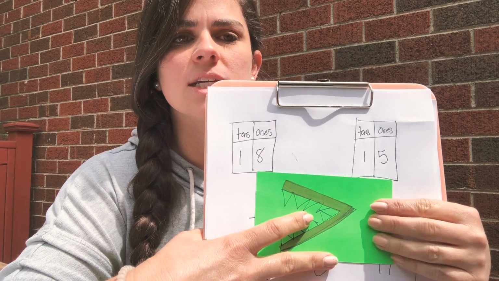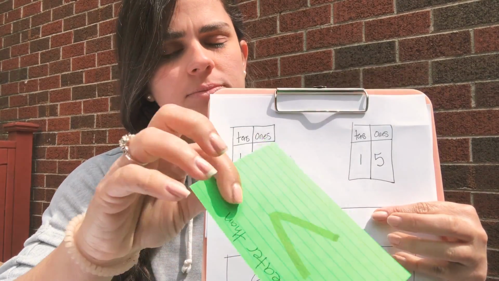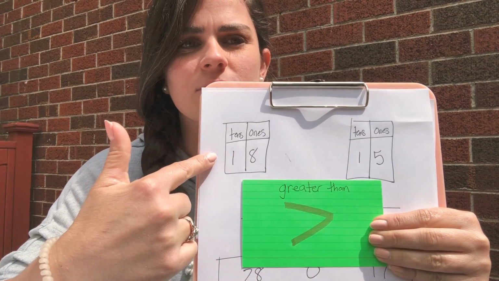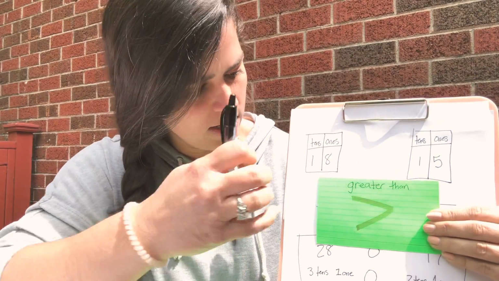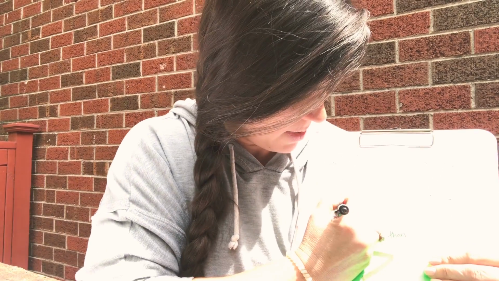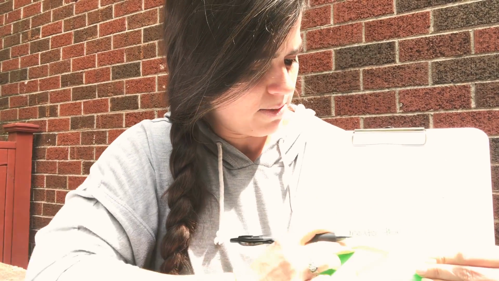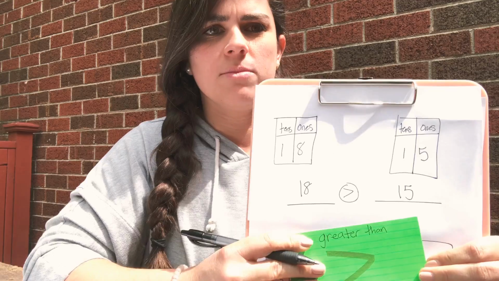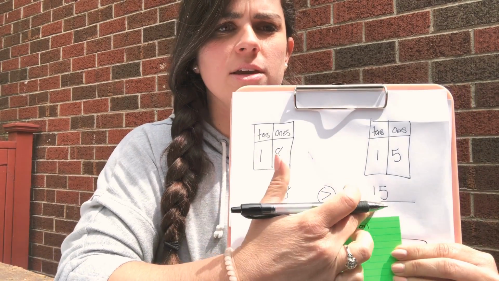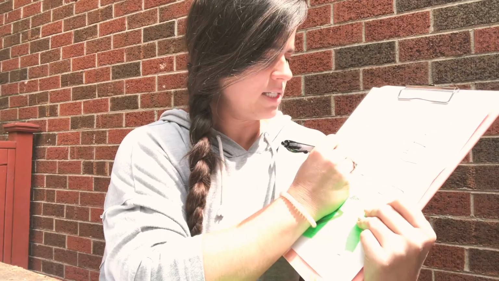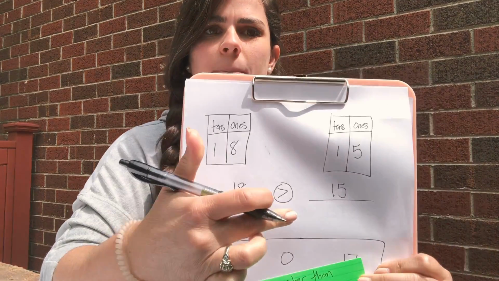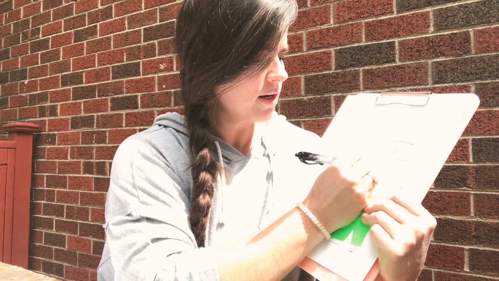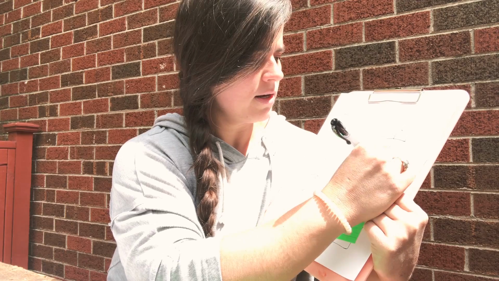18, good. So the teeth are going this way, or my open mouth, my math symbol, is going towards the 18. So this time, the bigger number is first. Then I'm going to write my math symbol. And the smaller number comes second. 18 is greater than 15. So let's write our sentence just like I said it, right? Because this symbol means greater than. So 18 is greater than 15.